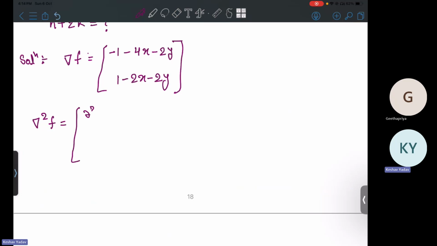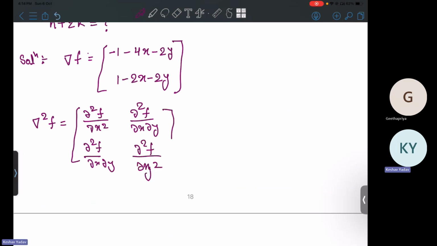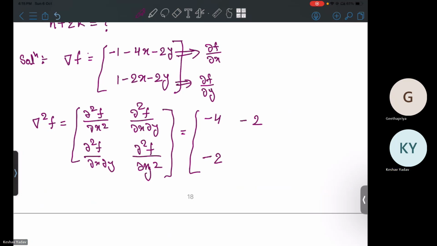So let us find out the Hessian. Here the Hessian will be: del²f upon del x², del²f upon del x del y, del²f upon del x del y, del²f upon del y². This will be my Hessian. If I find the derivatives from here, derivative with respect to x will lead to -4, with respect to y it will lead to -2, and again -2, and the last one will be equal to -2. So this is what we got here. Okay, Hessian.